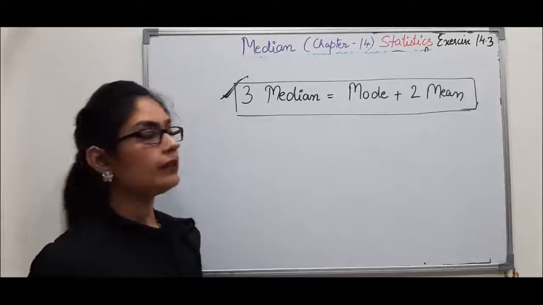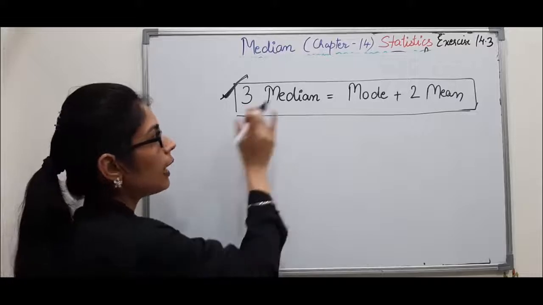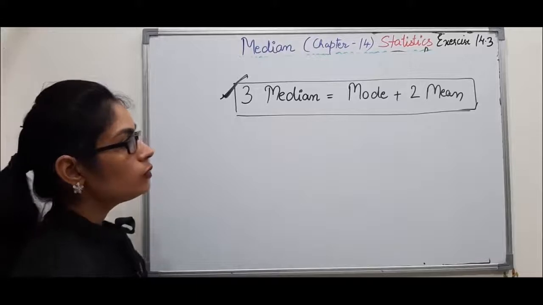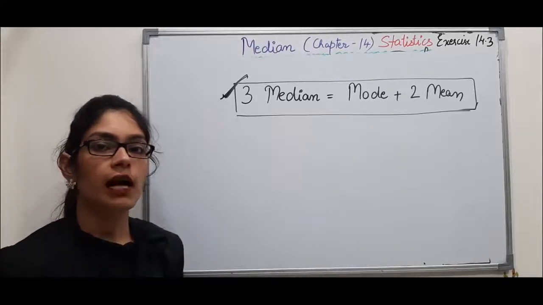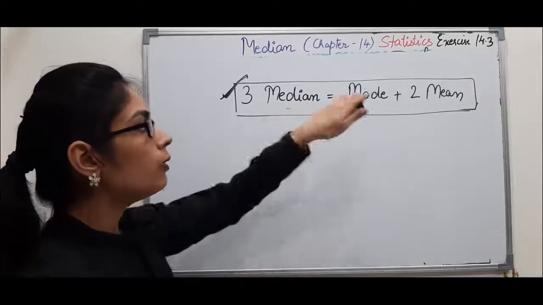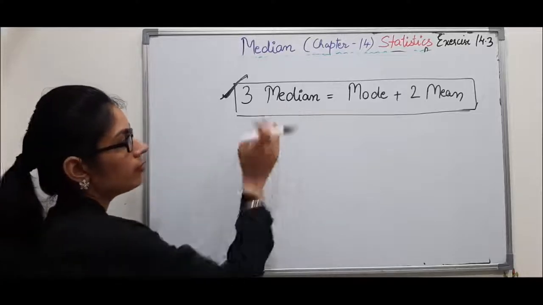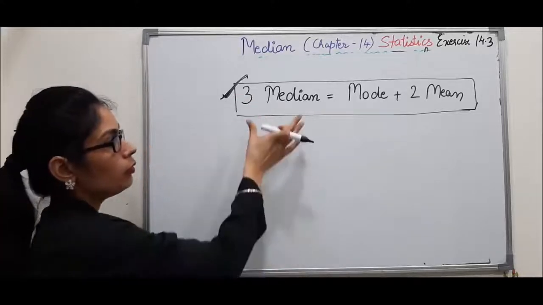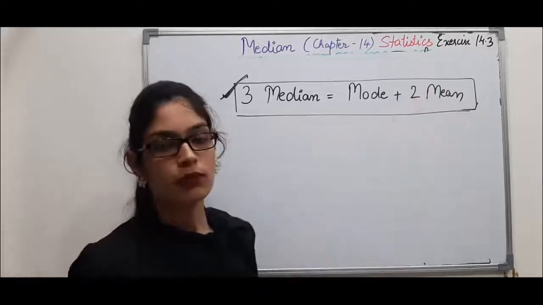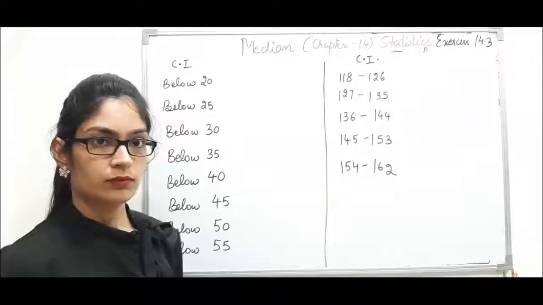Before doing the next question, I want to give you one relation, which is 3 times the median is equal to mode plus 2 times the mean. In a few questions they will ask you to find all 3 measures: median, mode and mean. So after calculating, you can always check the relation. If you are getting 3 times your median equal to mode plus 2 times the mean, that means you have found the correct values. Now let's do the next question.